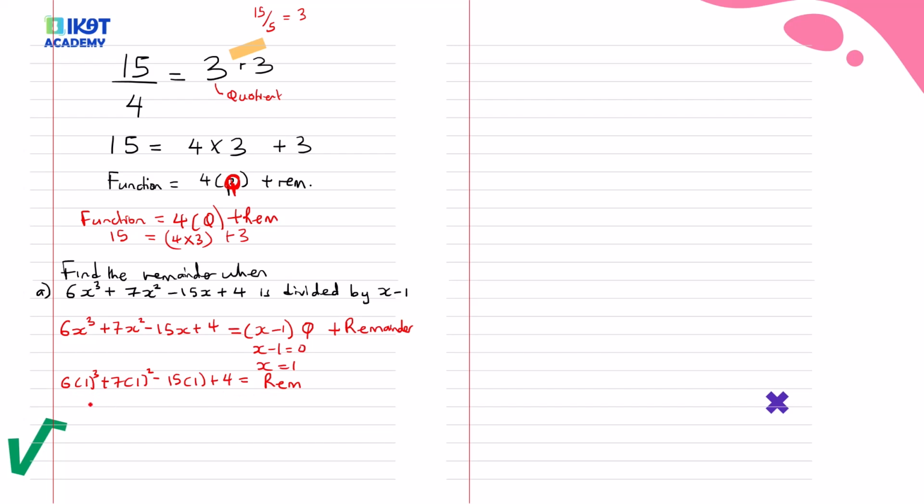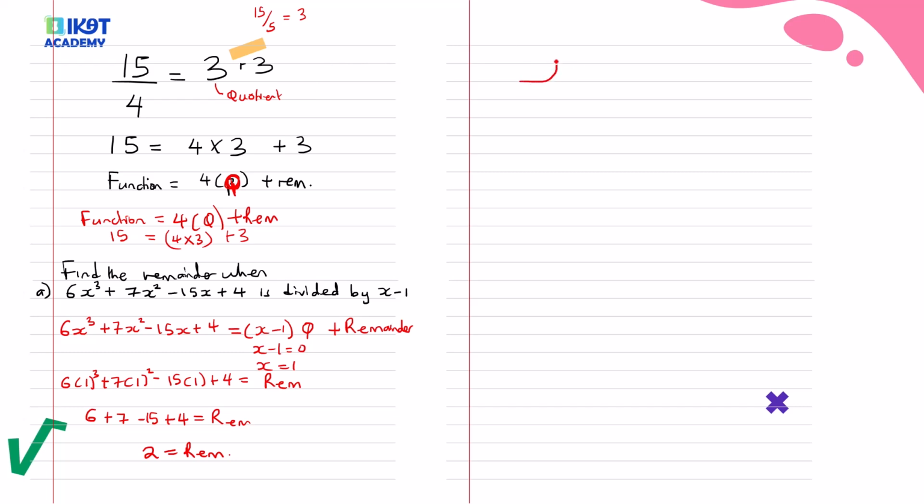So here we have 6 plus 7 minus 15 plus 4 is equal to the remainder of this question. Now here we can use our calculators: 6 plus 7 minus 15 plus 4. So we have 2 as our remainder. Now we have another way we can do it, and that's using the long division method.